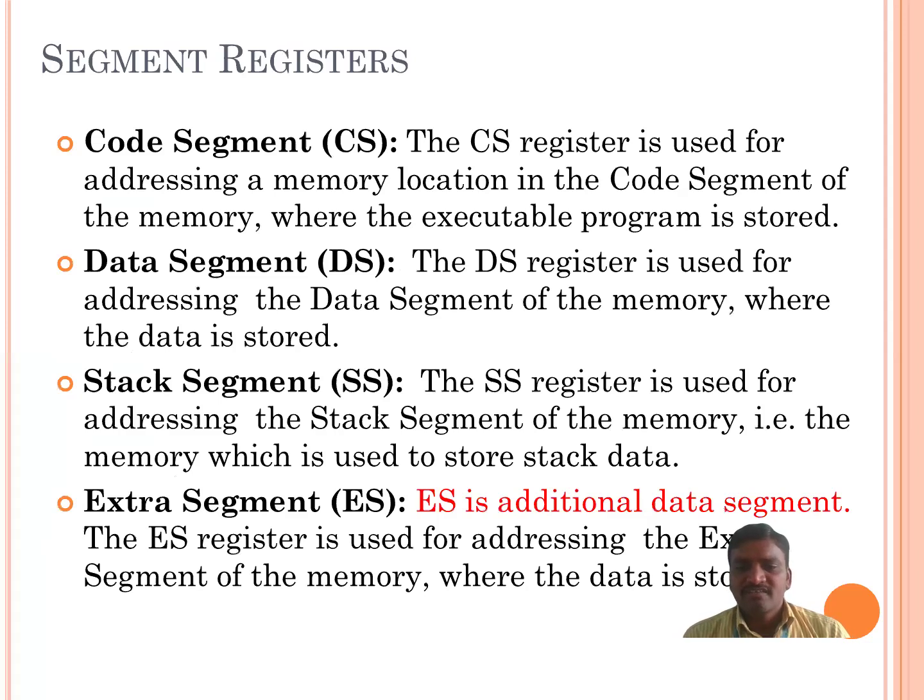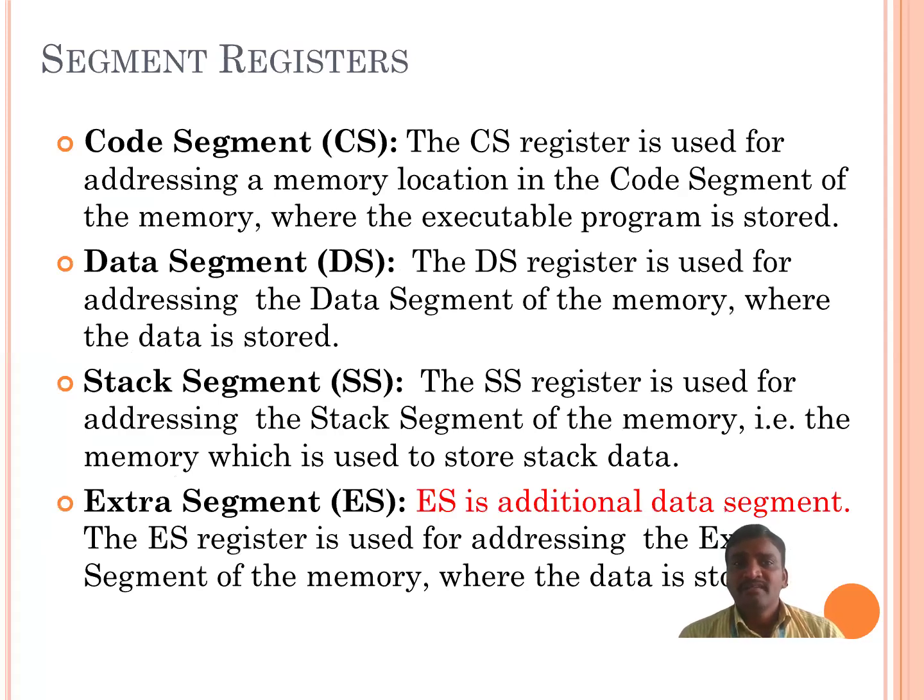One is segment address, another one is offset address. The segment address will be stored in any one of the segment registers. Suppose you are considering the code segment memory. In that case, it has a segment address as well as an offset address. The segment address of the code segment memory will be stored in the code segment register, and the offset address of the memory location will be stored in the instruction pointer.